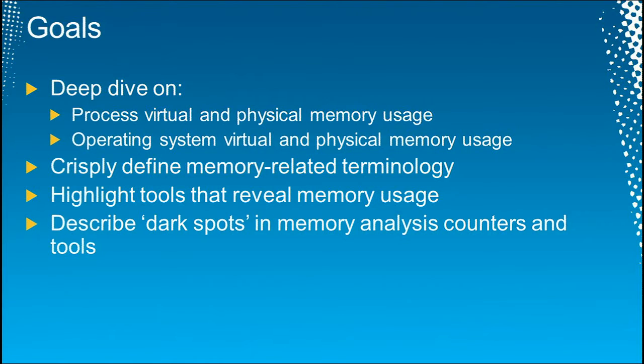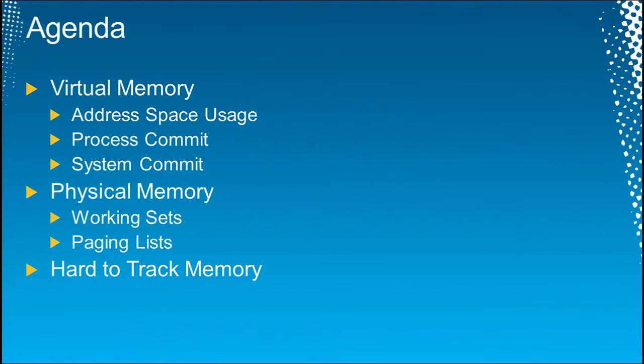So just in case you were thinking, I'm going to ditch this right after part 1 and not come back, you're going to be missing physical memory management as well as the dark spot stuff. Here's the actual breakdown of the agenda. I'll start with address space usage, talking about the components in a process address space. Then I'll talk about process committed memory, then system committed memory, how process committed memory relates to system committed memory, and the implications on the size of the paging file. Then, like I said, part 2 is physical memory, taking a look at working sets, which is the physical memory assigned to a process and the way Windows manages that memory assignment. And then paging lists, how it keeps track of all the memory in the system on various lists.